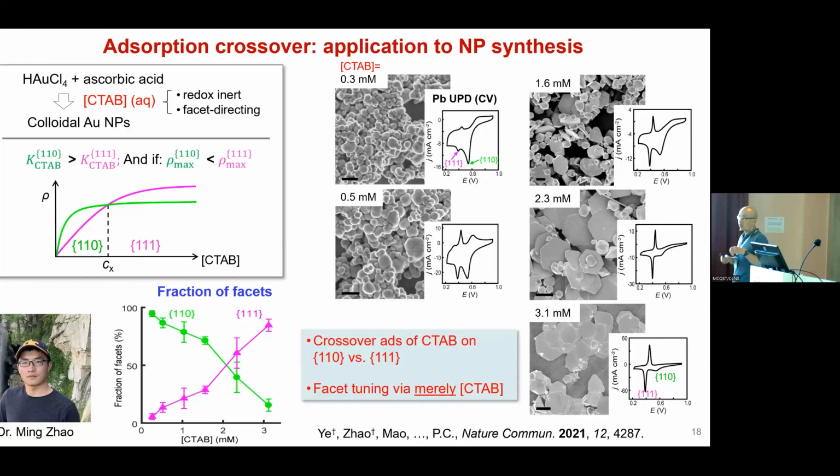So what I've demonstrated here is that by changing the ligand concentration, you can change the facet control. I should say that using ligands to manipulate nanoparticle shapes and nanoparticle surface facets is a well-known strategy in colloidal particle synthesis. But what's new here is that you only need to change a single ligand. Only the single ligand concentration, and you can already manipulate the facet dominance.